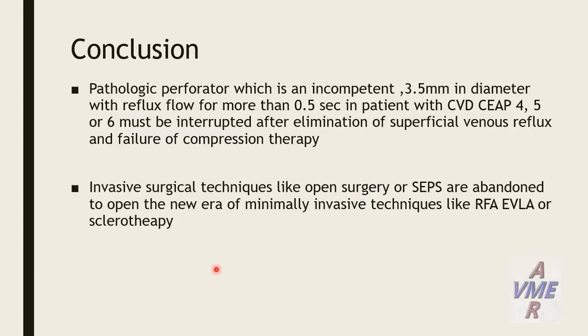Conclusion. A pathological perforator is one which is incompetent, with a size of 3.5 mm in diameter and reflux flow of more than 0.5 seconds, in patients with chronic venous disease C types 4, 5, and 6. It must be interrupted after elimination of the superficial axial venous reflux and failure of compression therapy. Invasive surgical techniques like open surgery or subfascial endoscopic surgery are abandoned, opening a new era of minimally invasive techniques like radiofrequency, endovenous laser ablation, or sclerotherapy.